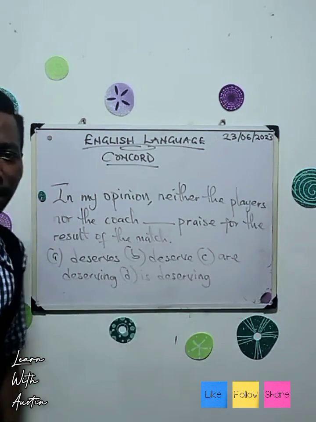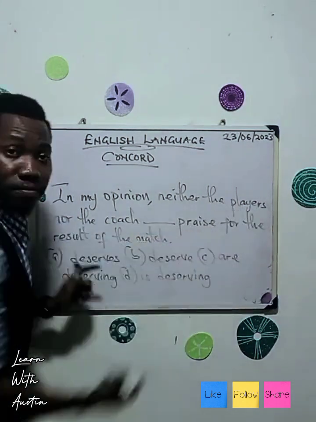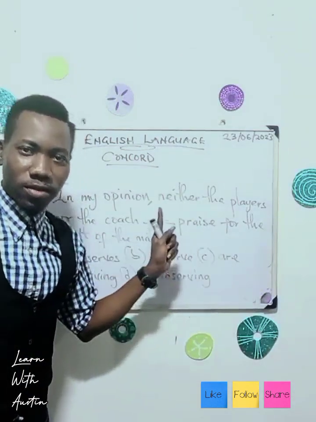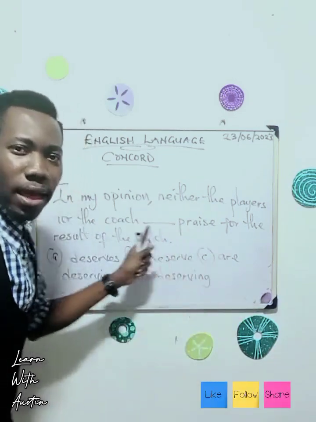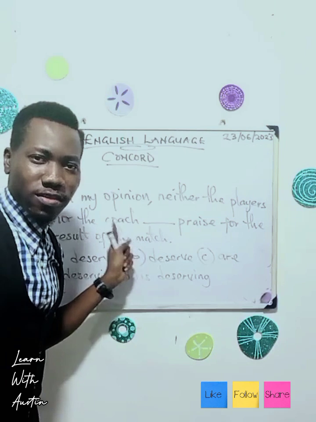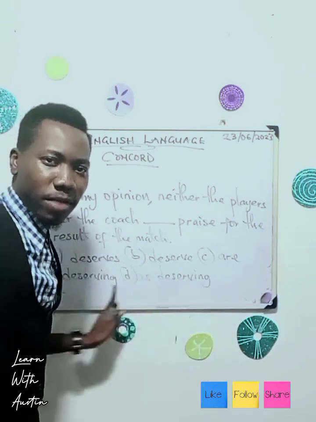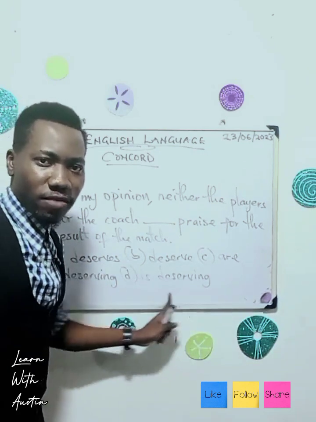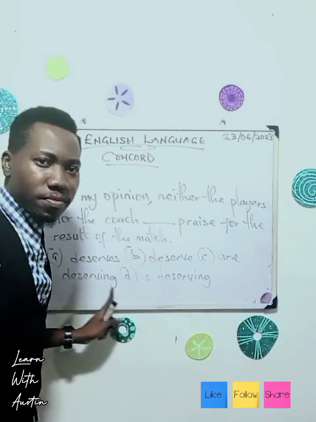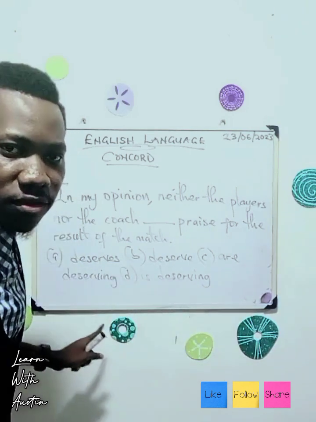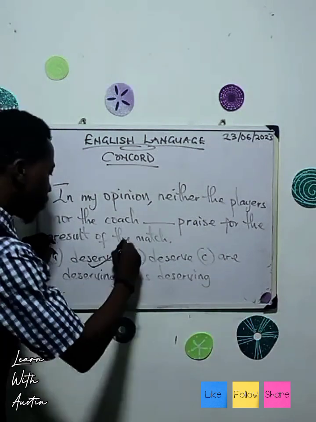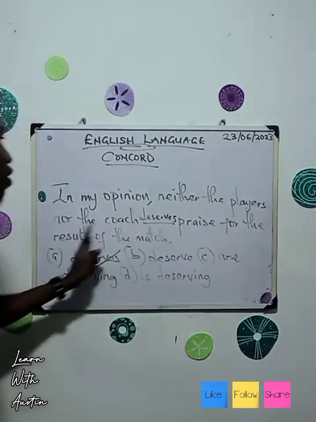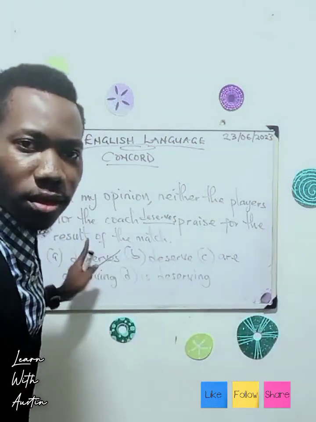So neither, nor, concord. Neither the players nor the coach. Even though this one is plural, it is said that the one closer to the verb will determine what? The verb, if it's going to be singular or plural. So the one closer is what? The coach. And the coach is singular. So that will determine our verb. Our verb will be what? Singular. The answer is deserves. So in my opinion, neither the players nor the coach deserves praise for the result of the match.